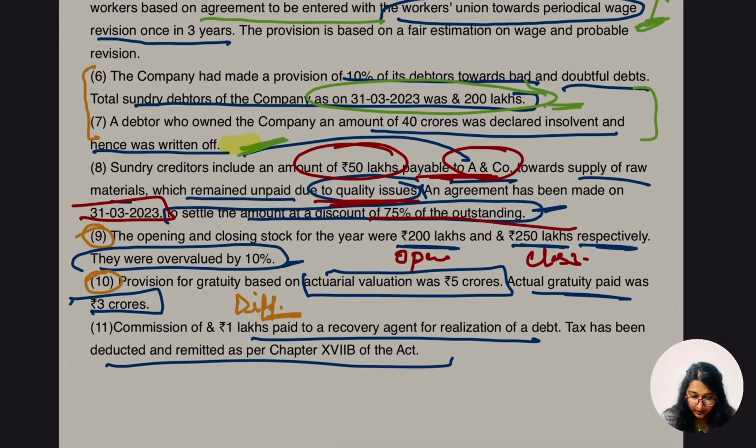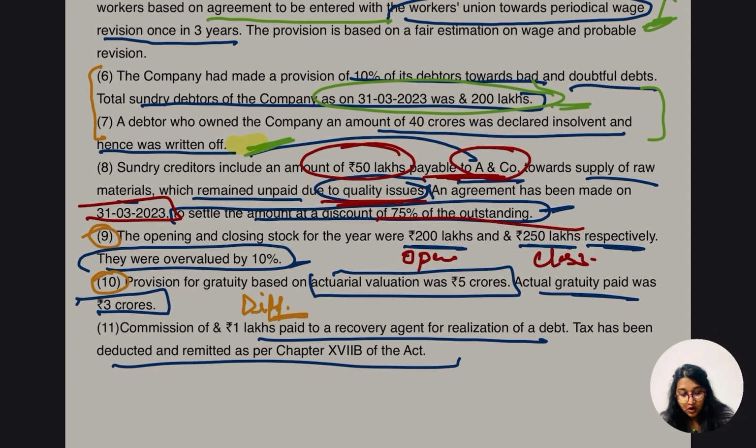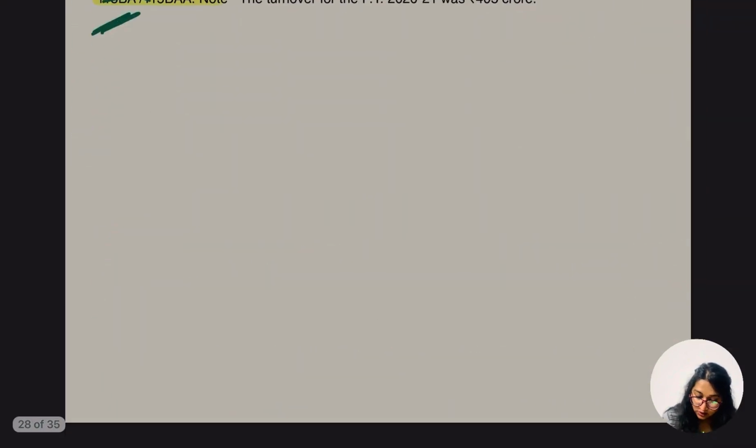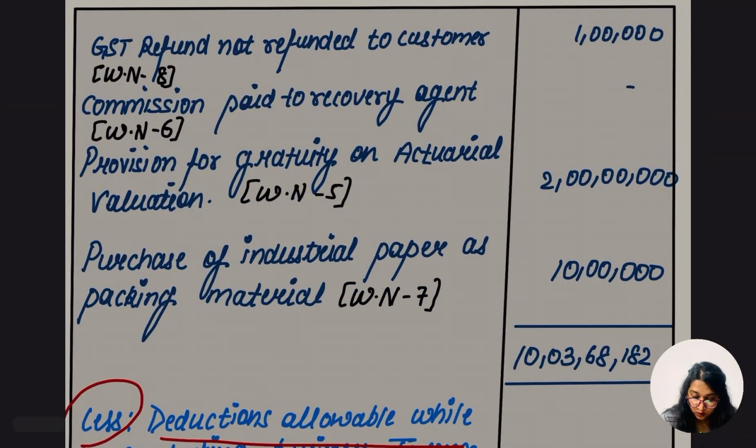Let's go to the other point. The provision for gratuity based on actuarial valuation was 5 crore, and the actual gratuity paid was 3 crore. As I told you, we only take the actual gratuity. So we take the difference: 5 crore was the total amount and the gratuity actually paid was 3 crore, so definitely we go for the 2 crore. That 2 crore is to be added back.